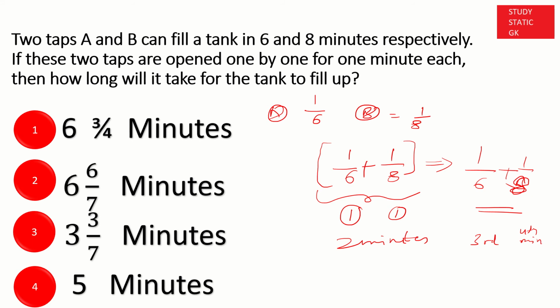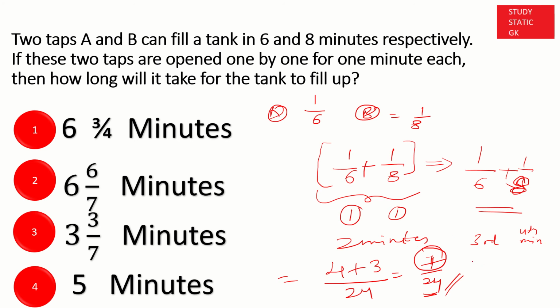Next, in the first 2 minutes, what is the filled part of the tank? If we calculate the LCM, it is 24. 6 4s are 24 and 8 3s are 24, so 7 by 24th will be filled. This is the part filled in 2 minutes. Out of 24 parts, 7 parts are filled in the first 2 minutes.